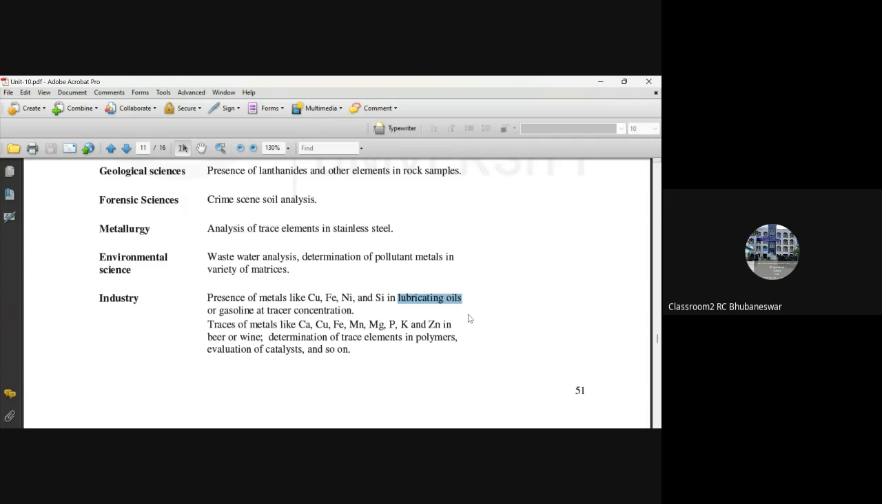Let me tell you one example. The contamination of petrol or diesel by kerosene has also been studied very well by using fluorescence spectroscopy. There are a lot of research articles, I have seen them. There are a lot of research articles on this topic, that is, contamination of petrol and diesel by adding kerosene.